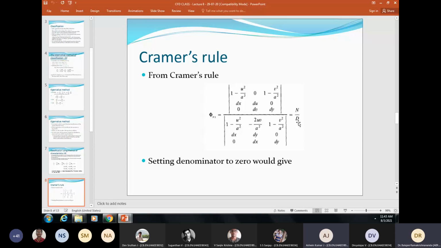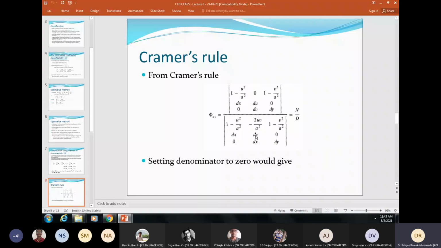Now, similarly you can find dou xx: you retain this term here, but instead of these first three, you substitute the 0, du, dv here. You'll get the solution for phi xx. Then if you do it for this one, you'll get the solution for phi yy. Only the numerator changes. The denominator is the same for everything, that matrix.